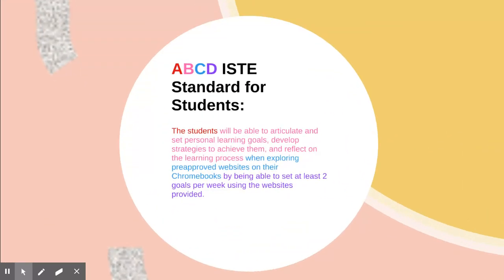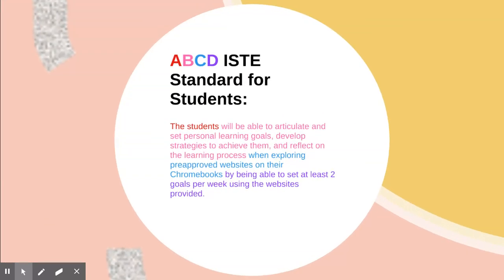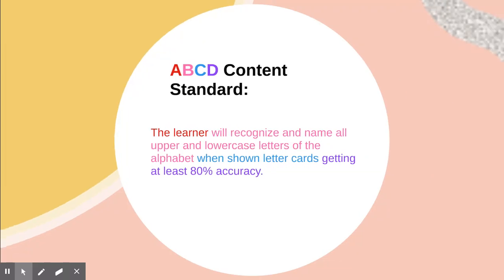For objectives, for the ISTE standard, the student has to do the whole standard, but then set or make at least 2 goals per week using the websites provided. And for the content standard, again, they have to do the whole standard, but I get at least 80% accuracy on knowing the letters and the sounds.